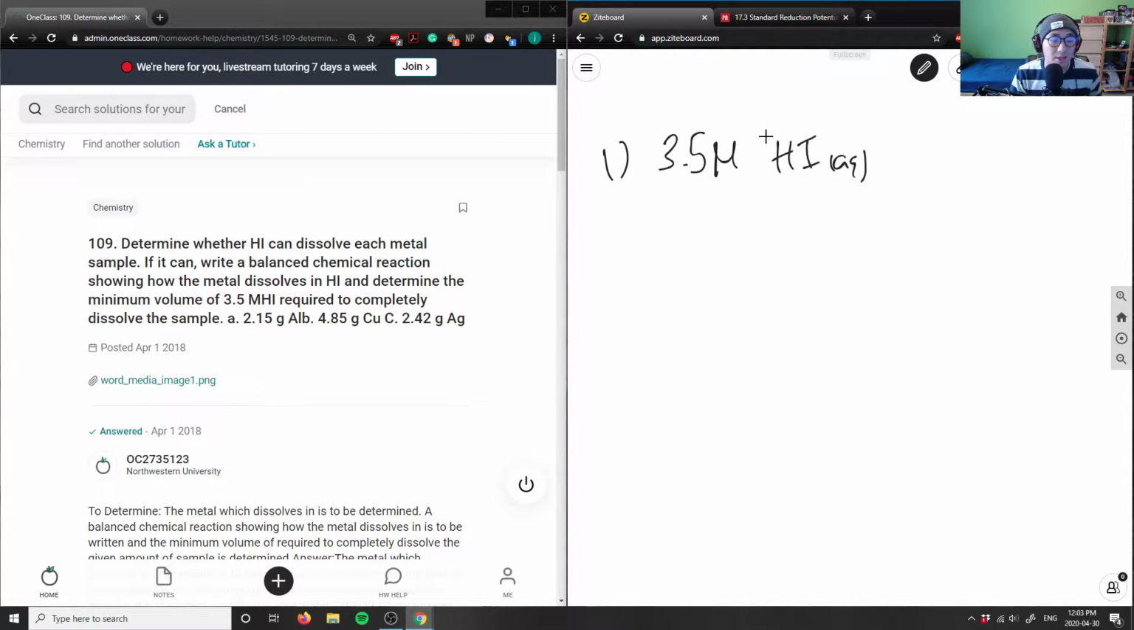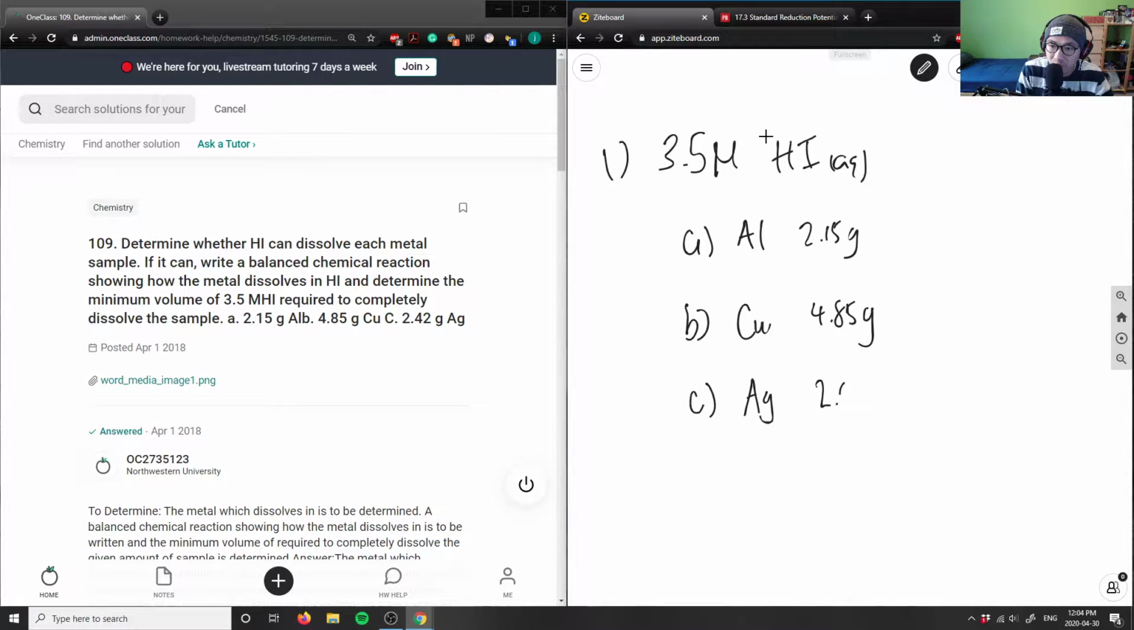So we know it's hydroiodic acid, and we are given three metals. A here is aluminum, so we have 2.5 grams of aluminum. B here is copper, Cu, and this would be 4.85 grams. And finally, C is silver, and we have 2.42 grams here. So it says, determine whether or not HI can dissolve any of these metals.